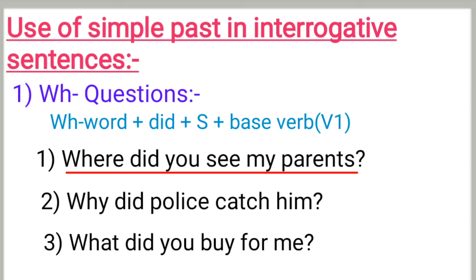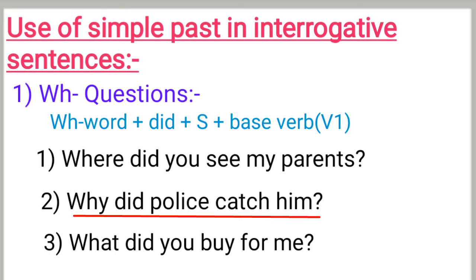And the question that we got is, where did you see my parents, means तुमने मेरे parents को कहाँ देखा. In the second question, I used the WH word why, then as usual did, which is the helping verb, then police as a subject, then catch is the verb first form, and him is the remaining part of the question, and then question mark at last. Why did police catch him? पुलिस ने उसे क्यों पकड़ा?